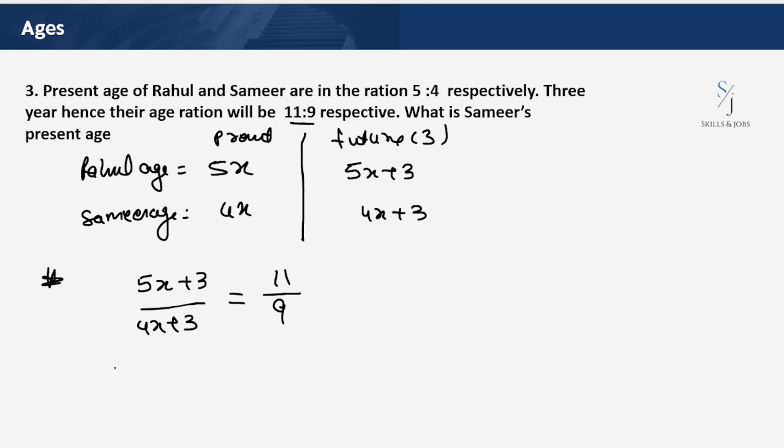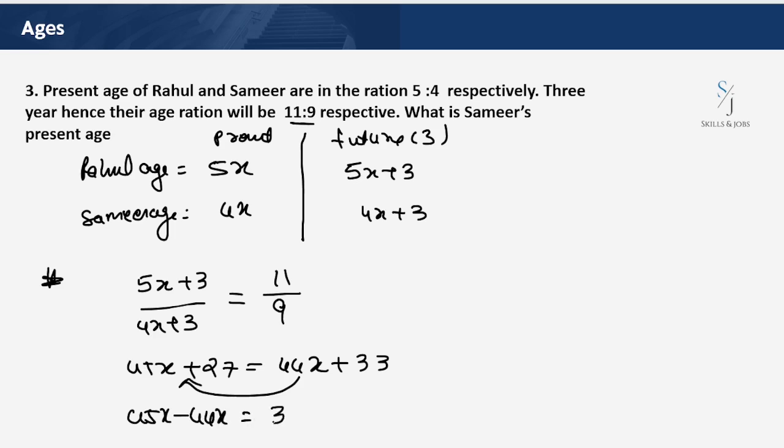Okay, so if we solve it, 5x into 9, that is 45x, plus 27 is equal to 44x plus 33. Okay, let us shift this here. 45x minus 44x is equal to 33 minus 27. So the value of x is going to be 6.